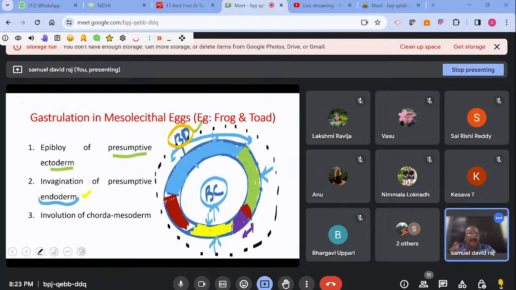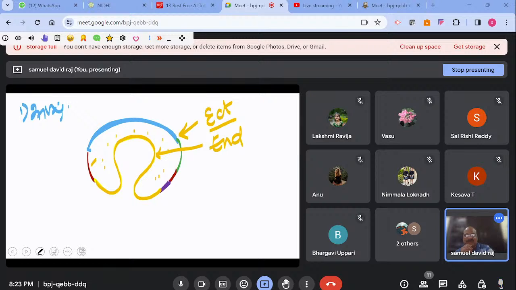Previously, this entire thing is the blastocyst. Now it is restricted to only this region. We say it is obliterated, and a new cavity appears. This new cavity is called by scientists the archenteron. This archenteron opens by an opening to the outside, and this we call the blastopore.